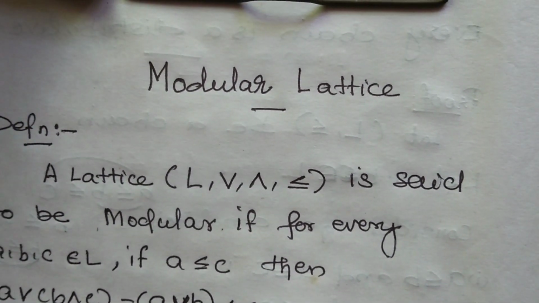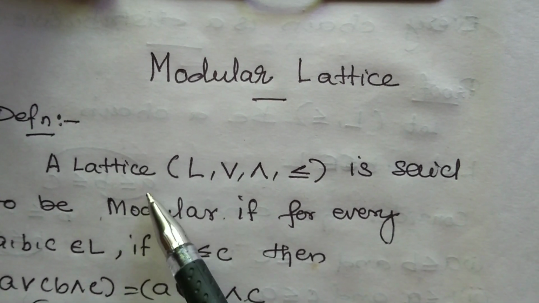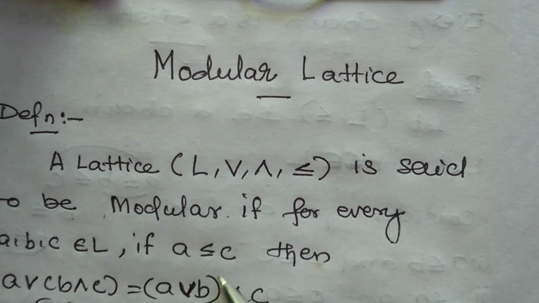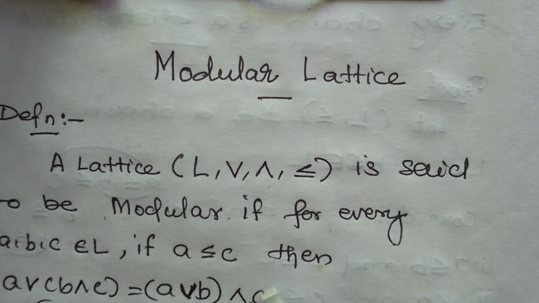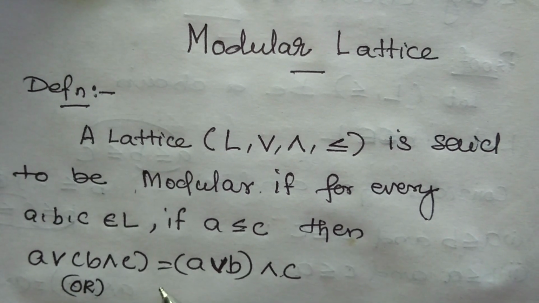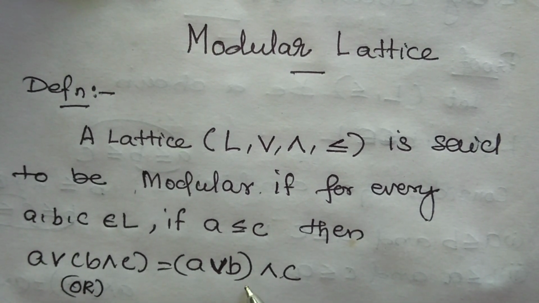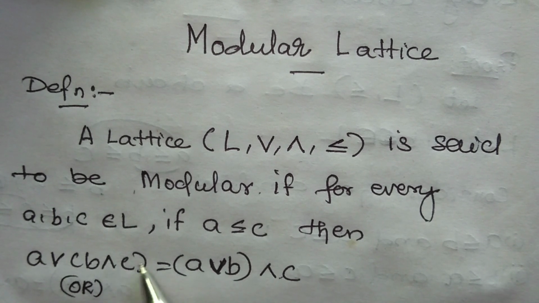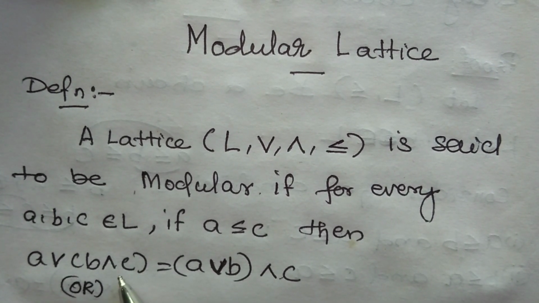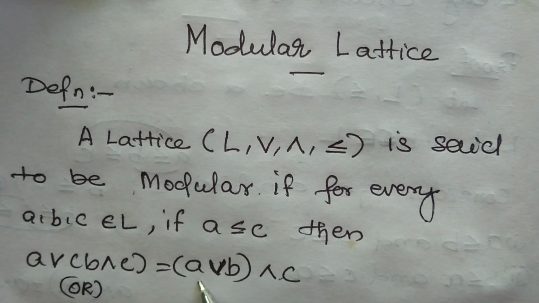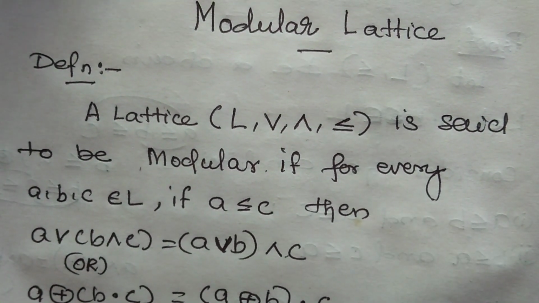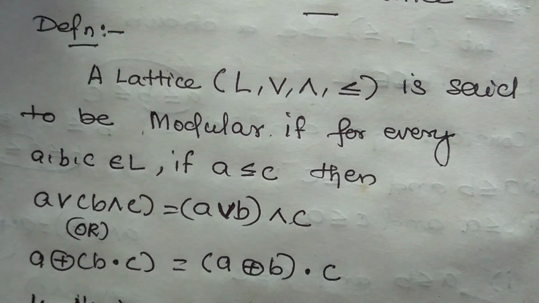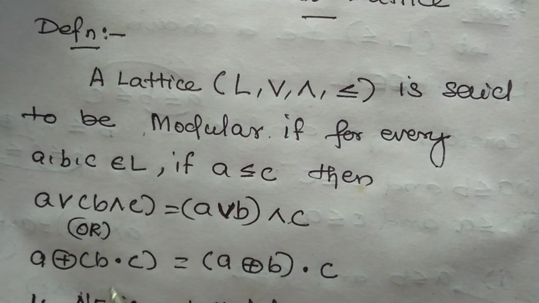Modular lattice. A modular lattice is a lattice which satisfies this extra condition: if A is less than or equal to C, then A or (B and C) equals (A or B) and C. We can interchange this bracket. The LHS contains the bracket for the second and third, and the RHS the bracket for the first and second. The same can be written in this form also, replacing this OR by direct sum and this dot.